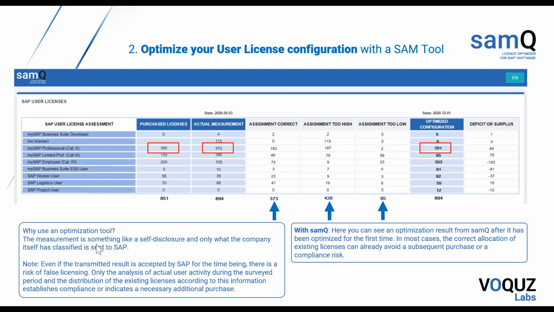So, as said, why use an optimization tool? Because basically you need to make sure that you are not assigning too expensive license types to people. And so the problem is, if you don't do that, SAP doesn't care. SAP just looks at your consolidated measurement, and they will never start digging deep into that and seeing, well, you have here people who have too high license types assigned, so you're basically overpaying. This is not the purpose of the audit.